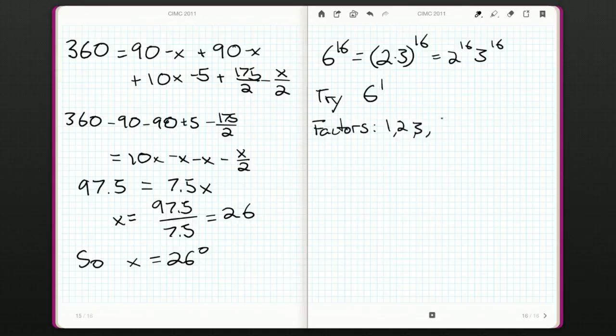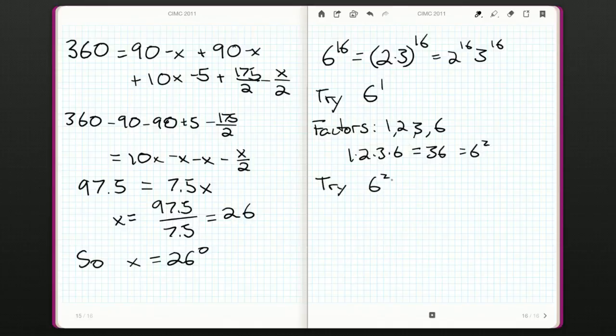The positive integer divisors of 6 to the 1 are 1, 2, 3, and 6. 1 times 2 times 3 times 6 is just going to be 36. That's 6 to the power of 2. So if they were asking us about 6 to the 1, we'd know that k is 2. But they're not asking us about 6 to the 1. They're asking us about 6 to the 16. So maybe we try a different one.